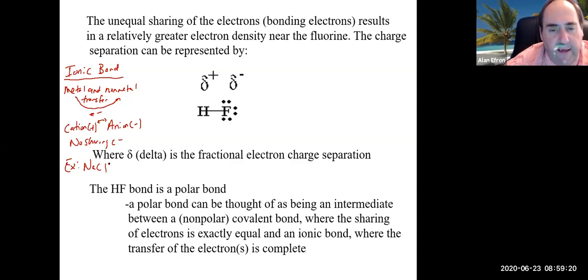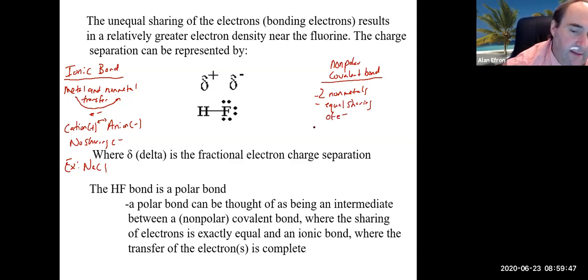On the other end of the extreme, we have a nonpolar covalent bond. And that is between two nonmetals where we have equal sharing of electrons. And that would be something like what we saw before, like H2 or F2.